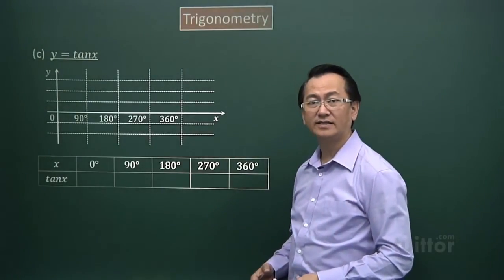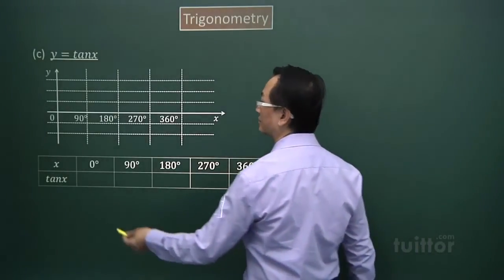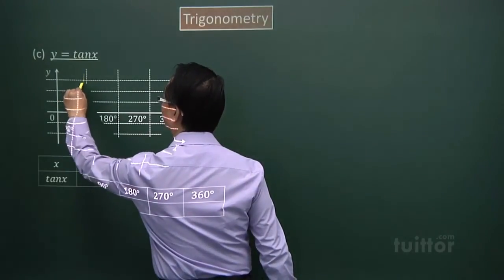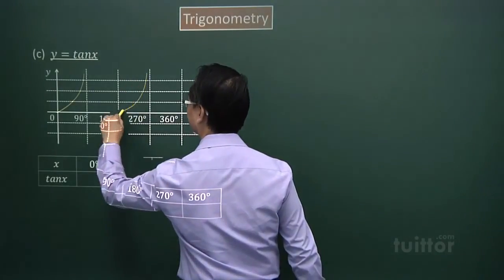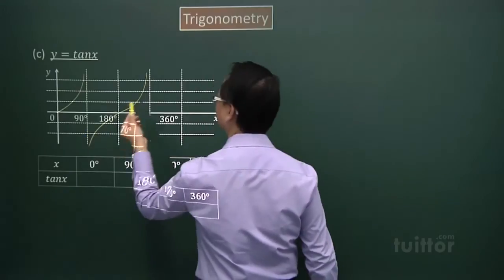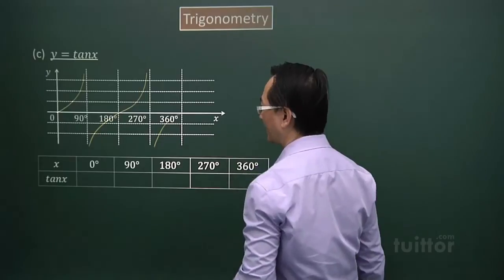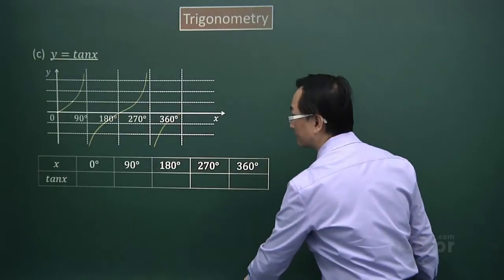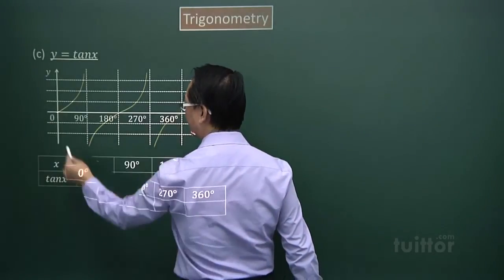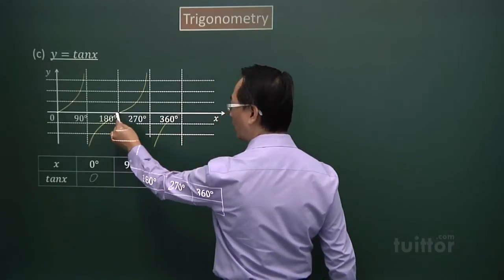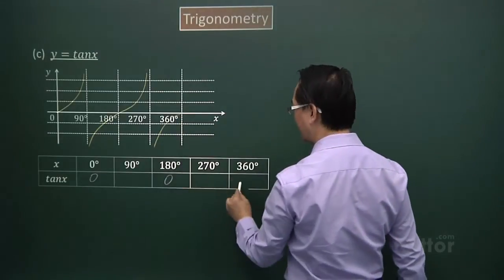Now let's look at the tangent graph. Well, if we just look at tangent 0 degrees, that is a 0. Tangent 180 is a 0. Tangent 360 is a 0.